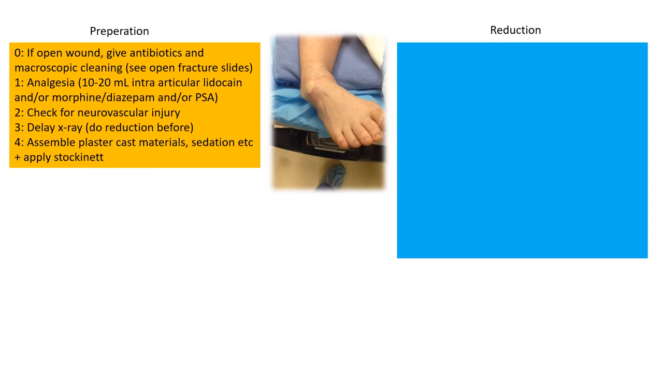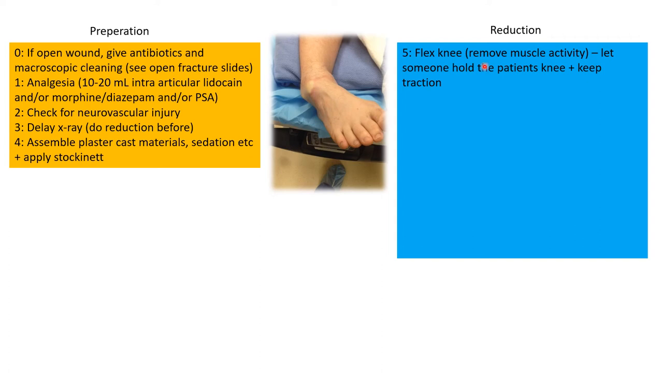We have to do the X-ray afterwards, because this is a time critical thing. Then assemble the plaster and the materials and everything you need. You can apply some of the materials right away, so you don't have to pull over all the things once you have reduced it. That's just a tip. Okay, then you do the reduction.